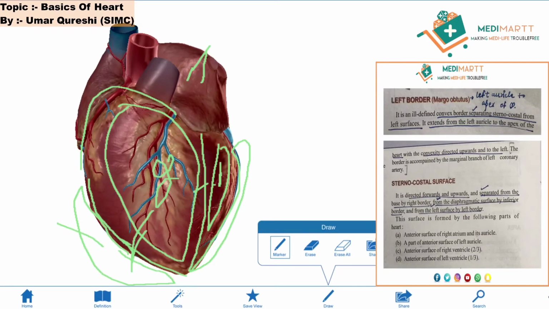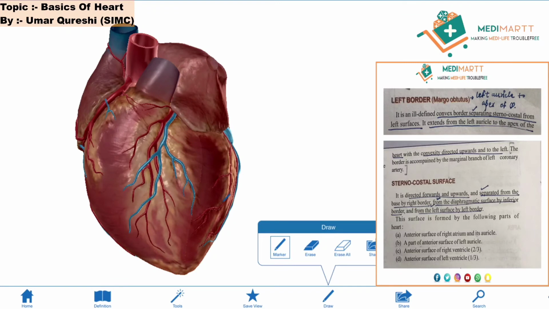Now the main portion, which you all have to remember because it is frequently asked in exams: this surface is formed by the following parts of the heart. This sternocostal surface is formed mainly by four different parts. What are they? The first is the anterior surface of the right atrium and its auricle. I just told you previously that this is the auricle, and this is the right atrium.